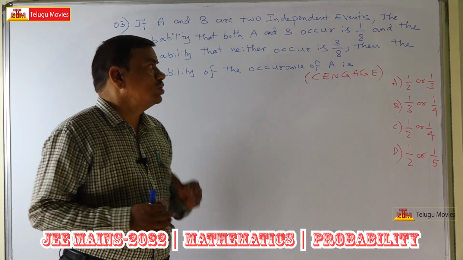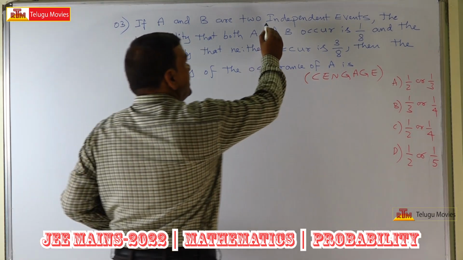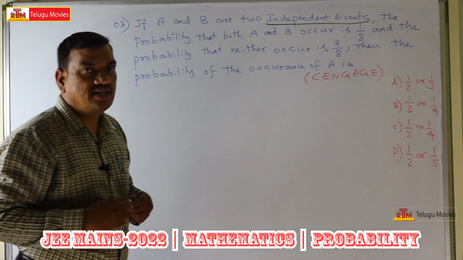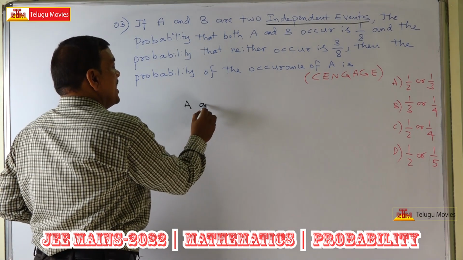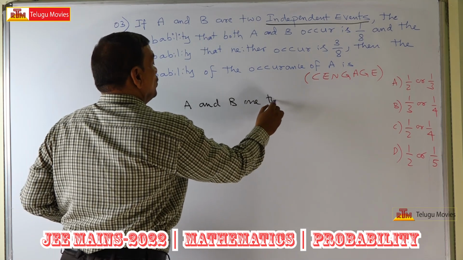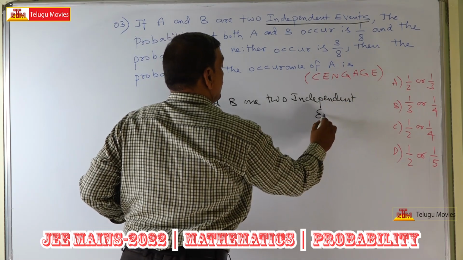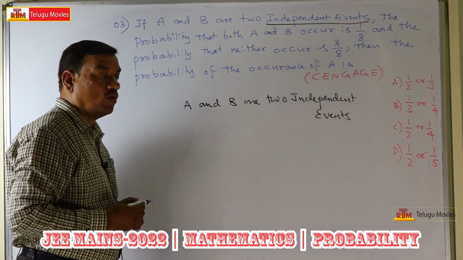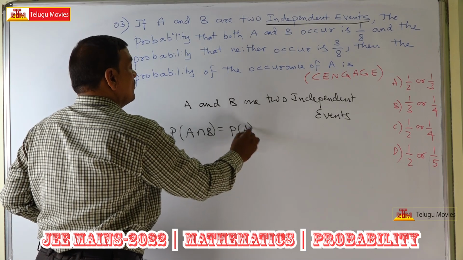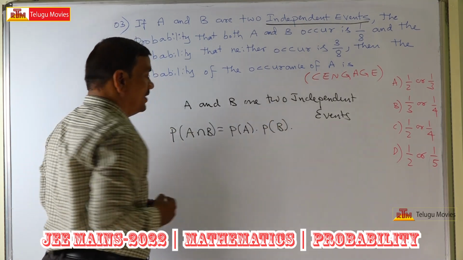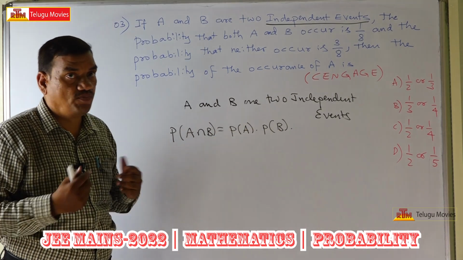Okay, now, right. To do this problem we should know one basic idea, that is independent events. What is meant by independent events? We have A and B are two independent events. Then we have probability of A intersection B is equal to probability of A times probability of B.